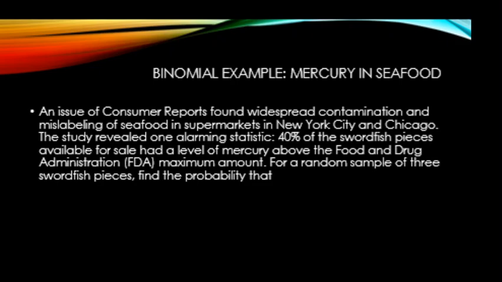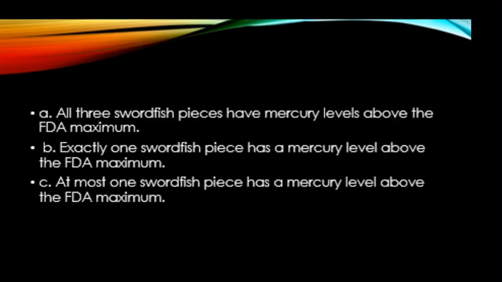For a random sample of 3 swordfish, find the probability that all 3 swordfish pieces have mercury levels above the FDA maximum, that exactly 1 swordfish piece has a mercury level above the FDA maximum limit, and that at least 1 swordfish has a mercury level above the maximum. Now, how is this an example of a binomial distribution?